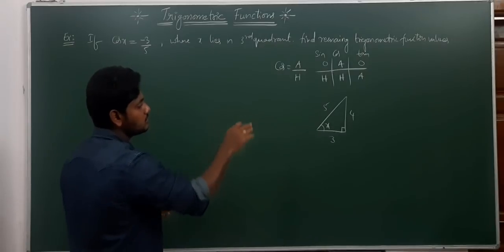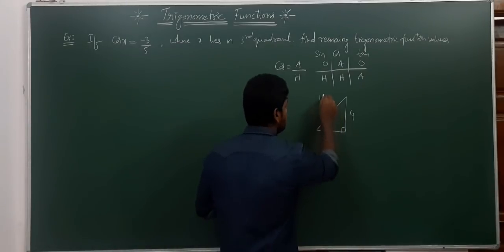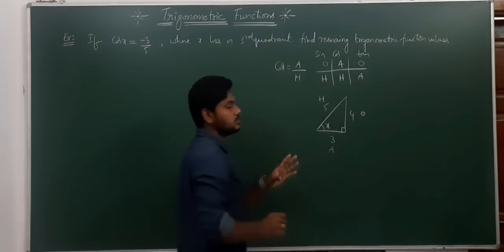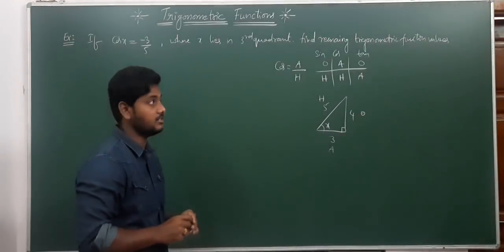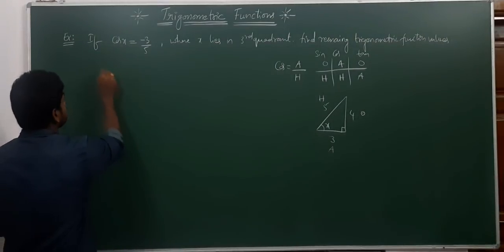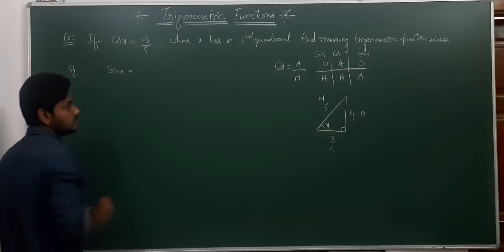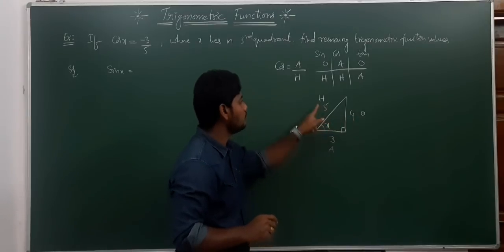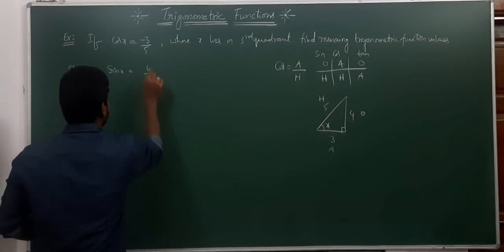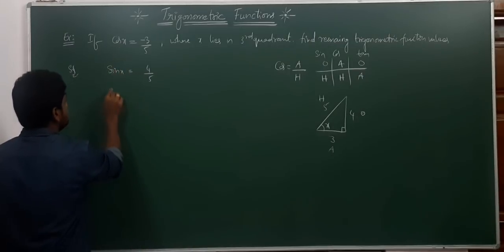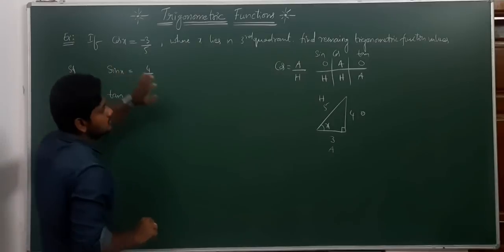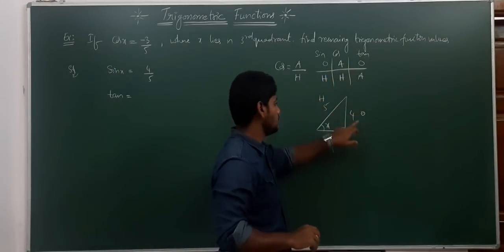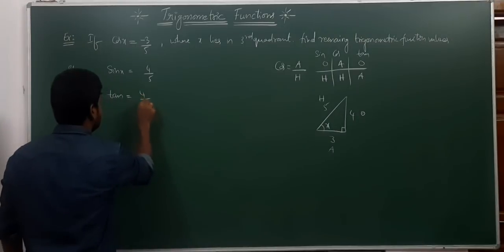In a triangle, if you know those 3 sides, adjacent, hypotenuse and opposite, you can easily find all 6 trigonometric function values. So if cos x equals minus 3 by 5, what is sine x? Sine means opposite by hypotenuse. Opposite is 4, so 4 by 5. Next, tan. Tan means sine by cos, nothing but opposite by adjacent, which is 4 by 3.